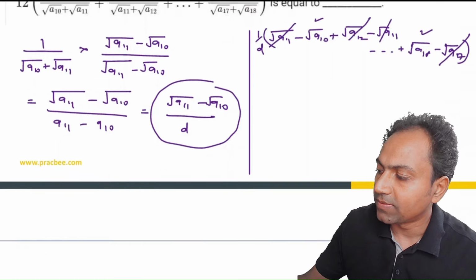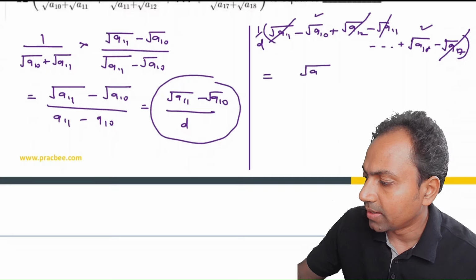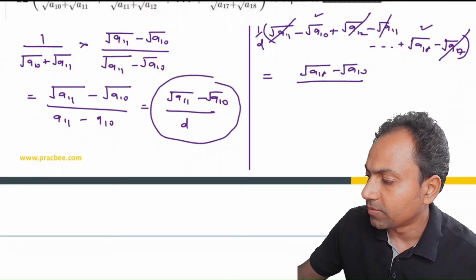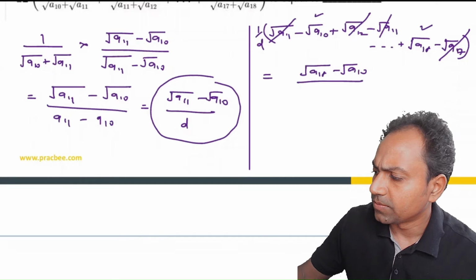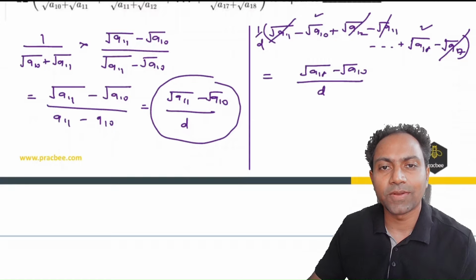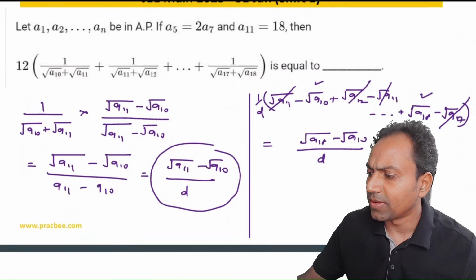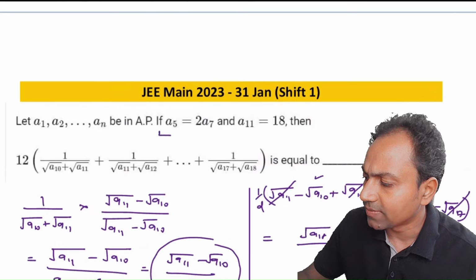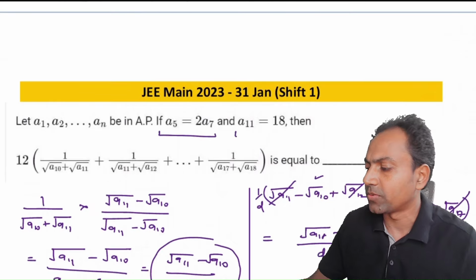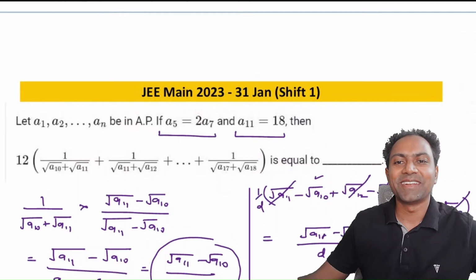Now, once we have this, we can simplify this and write it down as root of A18 minus root of A10 by T. So once I write it down, I can find the value of A18, substitute, and get the answer. Because we have also been given the condition that A5 is equal to 2 times A7, and A11 is equal to 18. If I use these two conditions, I will be able to get the values of A, D and all the things and will be able to get the answer.